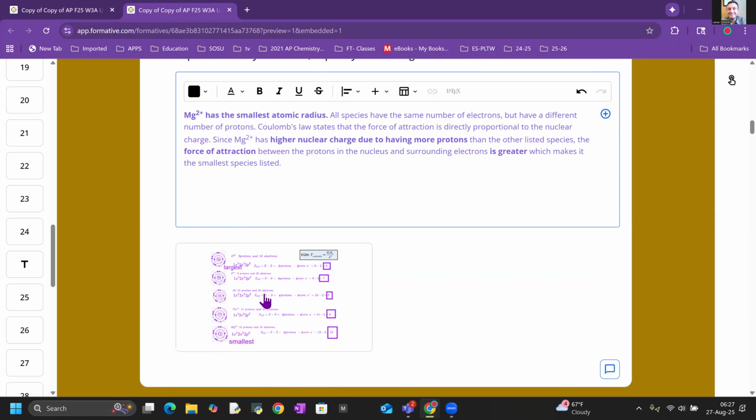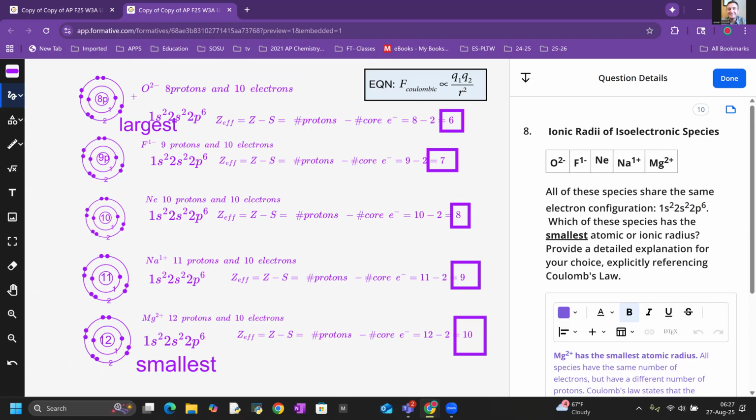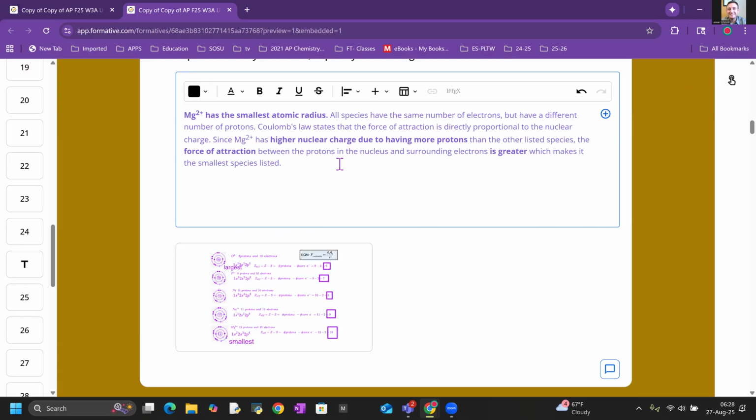We notice this in our drawing. These all have the same number of electrons, 10 electrons each. They all have the same electron configuration. But what is different is they have a different number of protons. And so we see magnesium has the highest number of protons. And where do we find protons? That's correct, in the nucleus. And so when we say the nuclear charge, we're referring to those things that are in the nucleus. And it's no wonder that if it has more protons, it's going to have a higher nuclear charge.